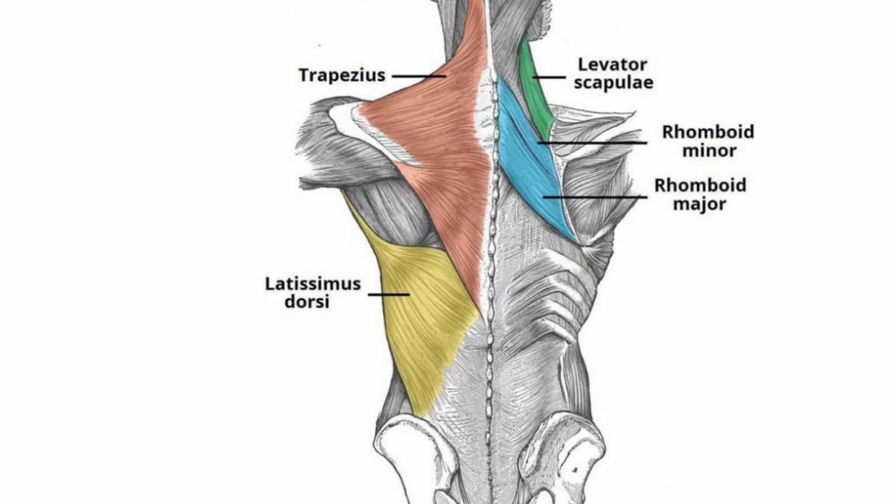The fourth one is rhomboid major. It's found underneath the trapezius, running from your upper spine to the inner edge of your scapula. It rotates the scapula downwards and helps keep it stable against your back. And just above that, we have the rhomboid minor. It's smaller but works together with the rhomboid major. Helps retract, rotate, and stabilize the scapula, basically supporting all those upper back movements.